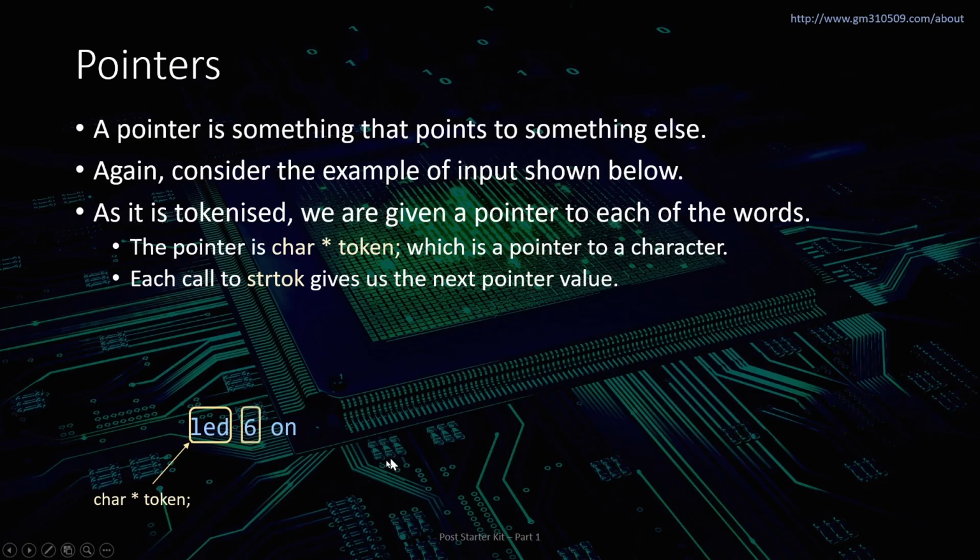When we call it again, we get the 6, and note that we've lost the pointer to LED because the token can only point to one thing at a time. And when we call it the third time, we get a pointer back to this on keyword. And when we call it the final time, it returns null, and that's when we know that we're done. There are no more tokens for it to process.